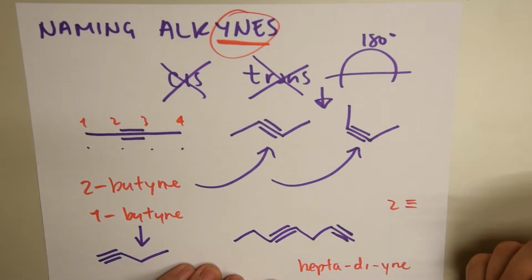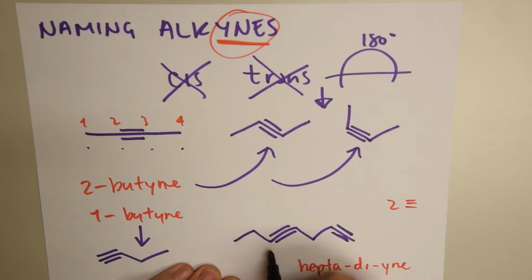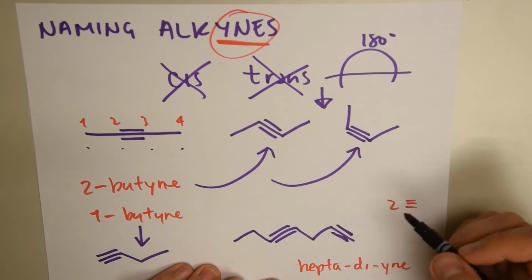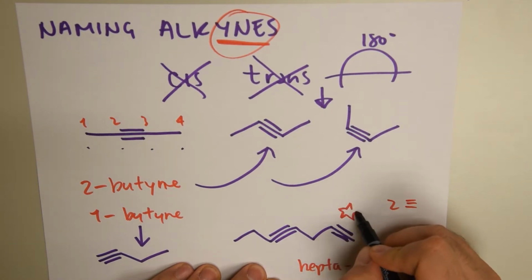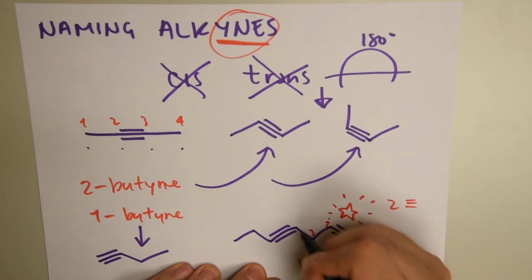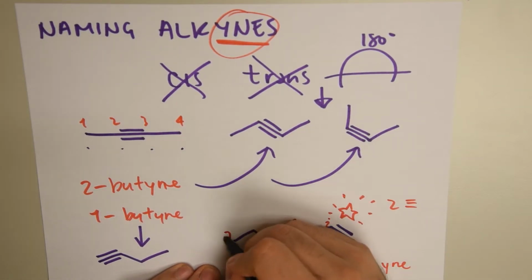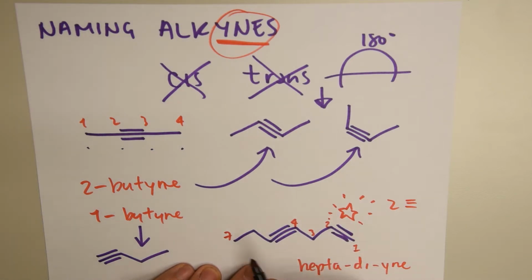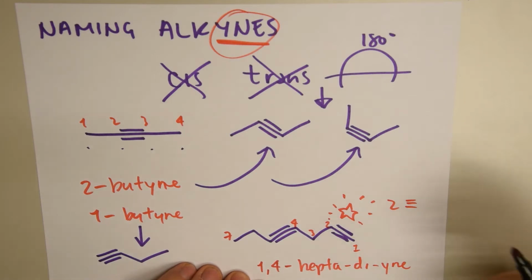Where are those triple bonds located? If I start on this side, 1, 2, 3, at 3, 4, 5, 6. But we want the lowest numbers because the triple bond is the star of the show. So I'm going to write 1, 2, 3, 4, 5, 6, 7. I always recommend that you write the little numbers because that helps you keep track. It's a lot of things to analyze. So in this sense, we just write 1, comma, 4, dash heptadiyne, and that's it. It's very simple.